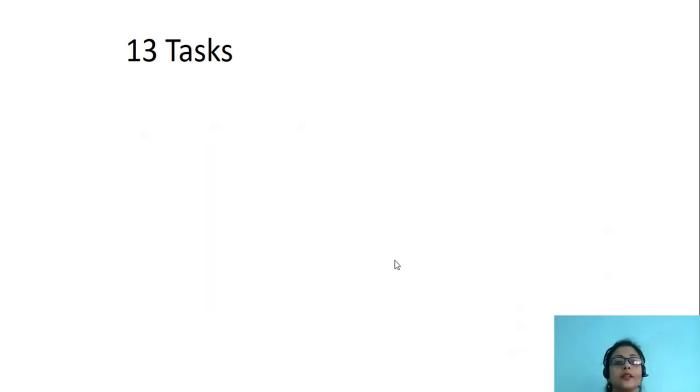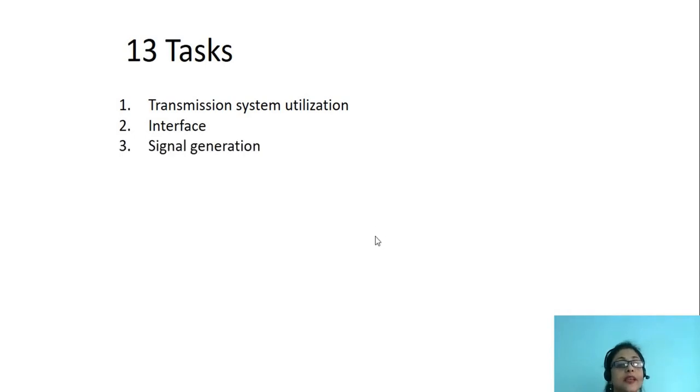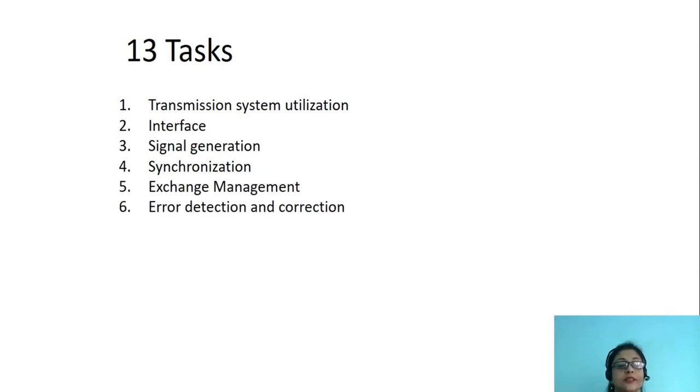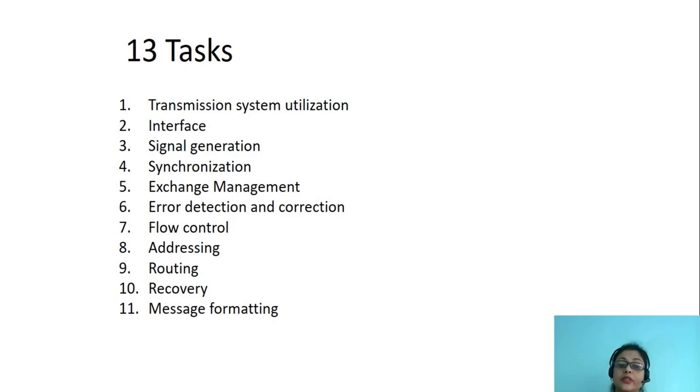Now let us see what the different 13 layered tasks are. Number 1 is transmission system utilization. Number 2 is interface. Number 3 is signal generation. Number 4 is synchronization. Number 5 is exchange management. Number 6 is error detection and correction. Number 7 is flow control. Number 8 is addressing. Number 9 is routing. Number 10 is recovery. Number 11 is message formatting. Number 12 is security. And number 13 is network management.